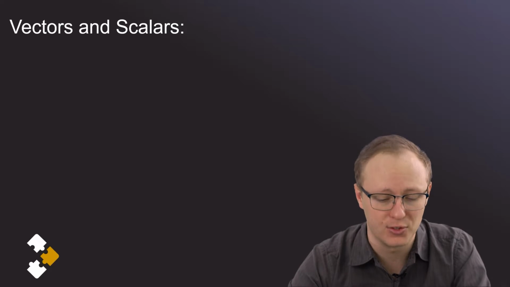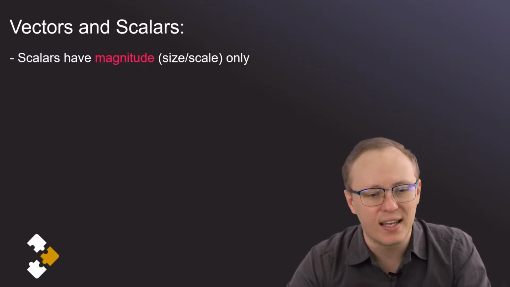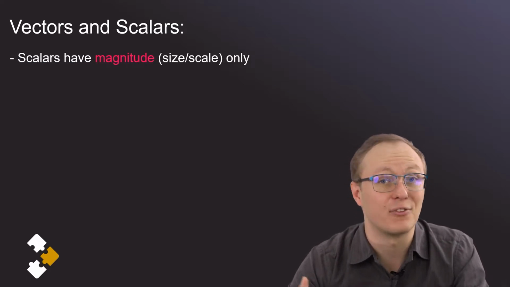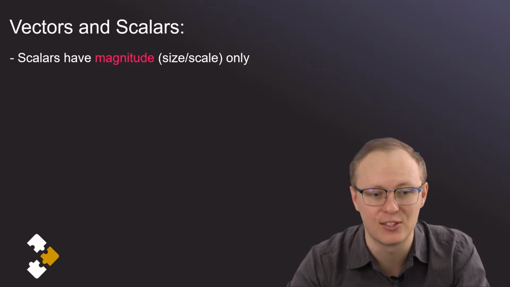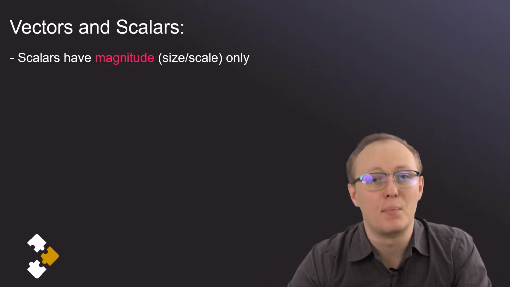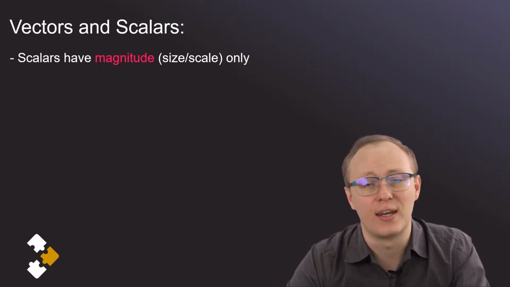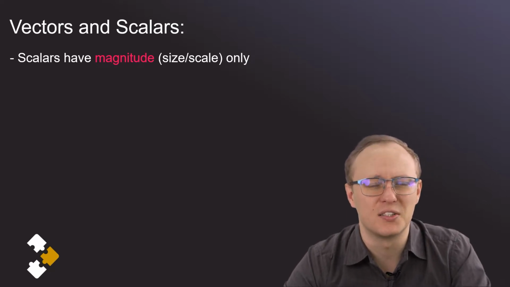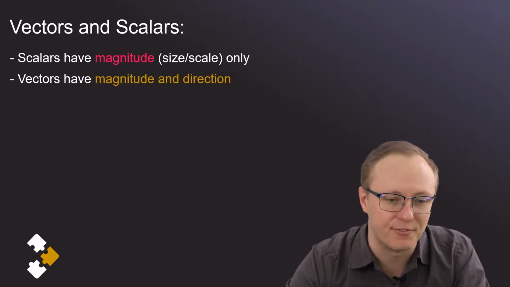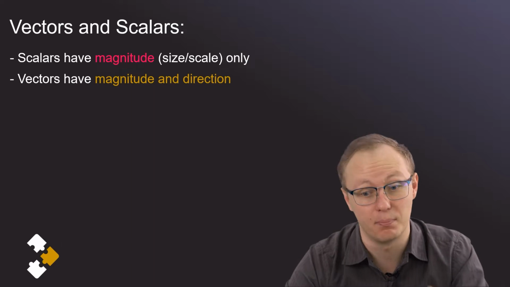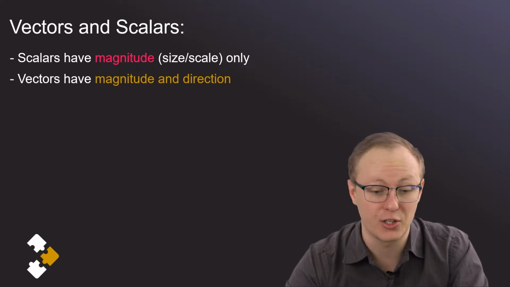Now, if you're going to be dealing with forces, the first thing you need to know about is vectors and scalars and what the difference is between these things. Scalars are those things that have magnitude, or size, or scale only, right? So we can describe it with a number, but it doesn't necessarily have a direction, whereas vectors are those things that have both magnitude and direction.